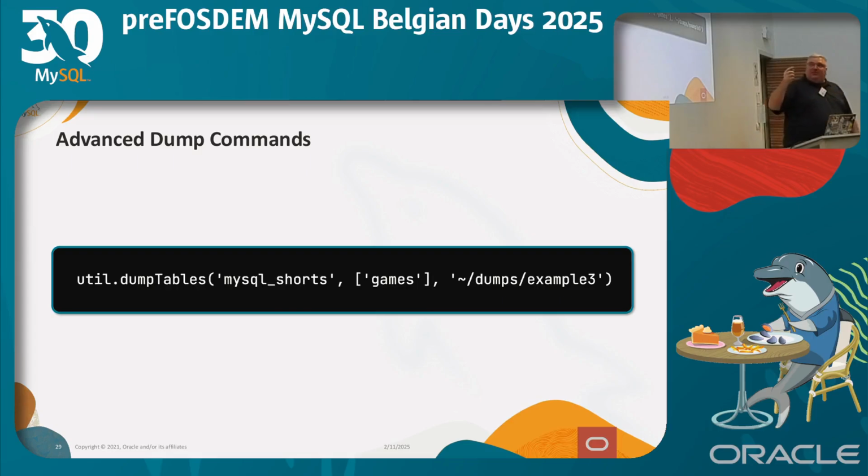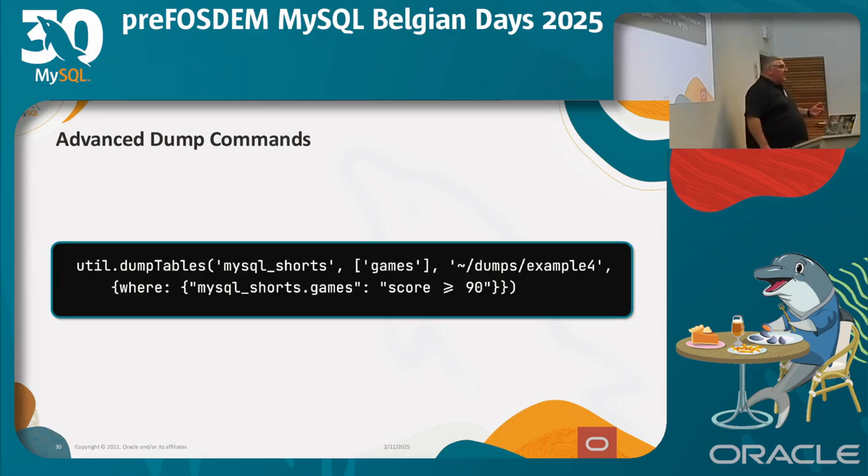And then we have dumpTables. We have 3 arguments here. We're passing in that the schema is mysql_shorts. The table is an array, so we're only passing in one, games, and then we're dumping that to the example 3 folder.